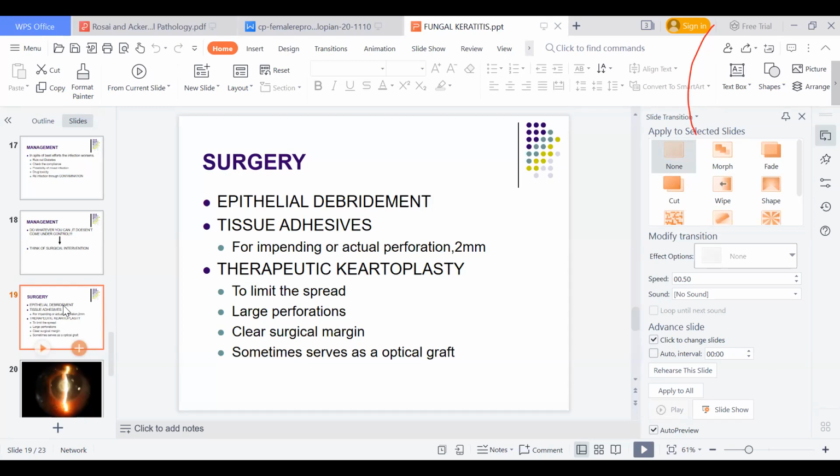Classically, it is thought that if the perforation is small, less than 2 millimeters, you glue. But I have glued even larger perforations up to 4.5 to 5 millimeters as well. As an all-out measure, if you don't have anything at hand, you still can glue them. And therapeutic keratoplasty: it is important to note that the timing of therapeutic keratoplasty in fungal keratitis is of prime importance, because if you wait too long, you might lose the battle. But one should not be over-aggressive in subjecting these patients to therapeutic keratoplasty. If you have a 2 to 3 millimeter clear corneal margin, you should give a fair amount of time for medical treatment.